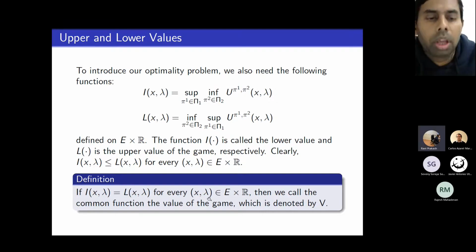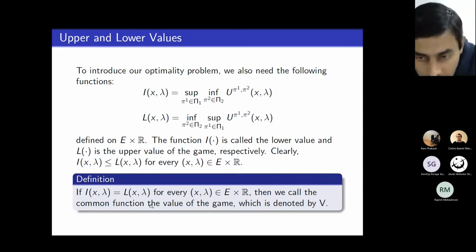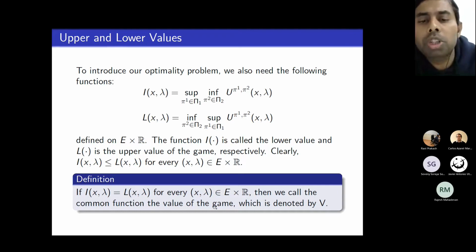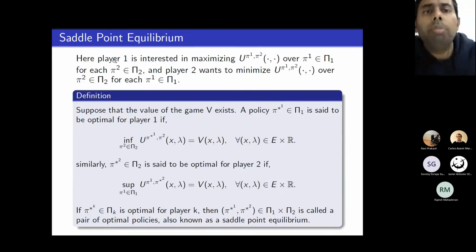Okay. So you have this I x lambda and L x lambda. In general, you have this inequality, but if they are equal, then this common function is what is called the value of the game, which is denoted by V. Now here, as I said, player one is interested in maximizing this quantity. This is basically, recall, the probability that the accumulated reward will exceed a certain threshold over all his policies pi 1, and player 2 is trying to minimize this over all his policies. Fine.